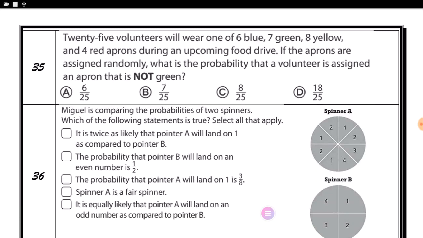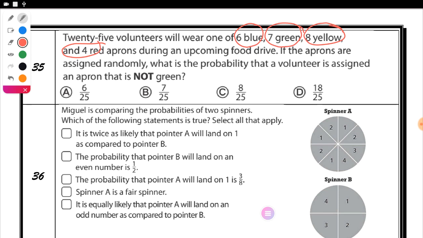25 volunteers will wear one of 6 blue. Okay, so if you find a problem like this, try to isolate each one. So it's 6 blue, 7 green, 8 yellow, and 4 red aprons during an upcoming food drive. If the aprons are assigned randomly, what is the probability that the volunteer is assigned an apron that is not green?